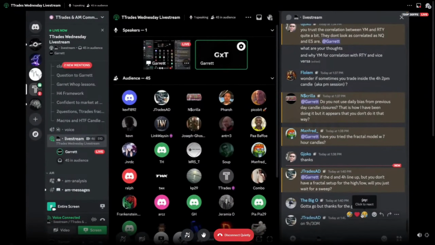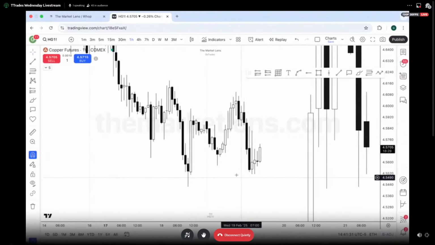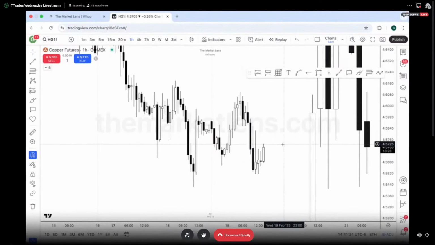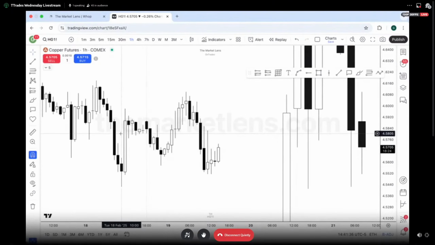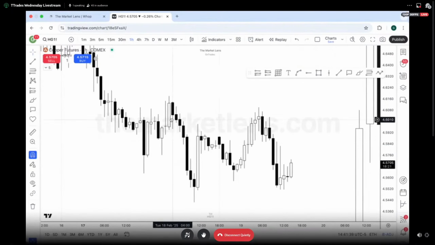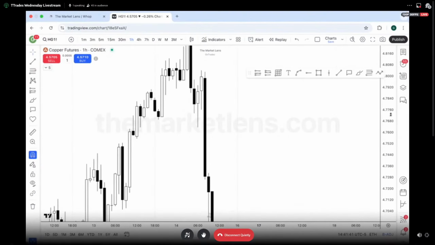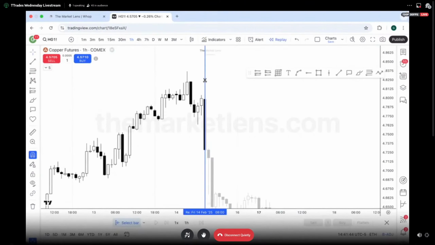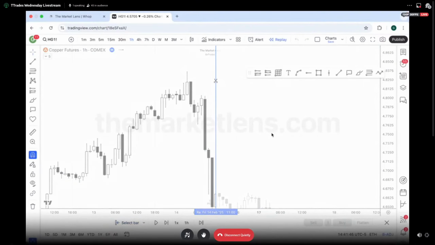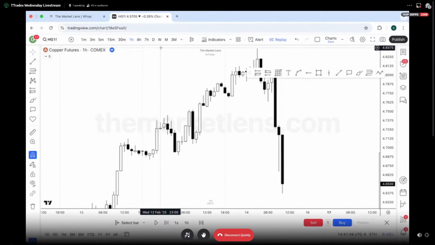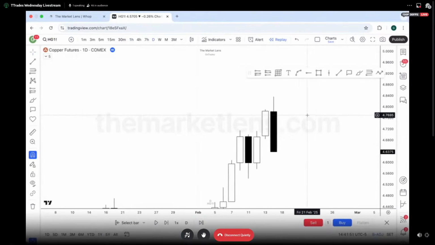If the daily and 4-hour line up, but you don't have a fractal set up for the high and low, do you just wait for a sweep? Yeah, you just wait for a fractal model. But most of the time, you do open up within a fractal model usually. Let me show you my trade on Friday, last Friday. What was it? It was here. Is that right? Yeah.